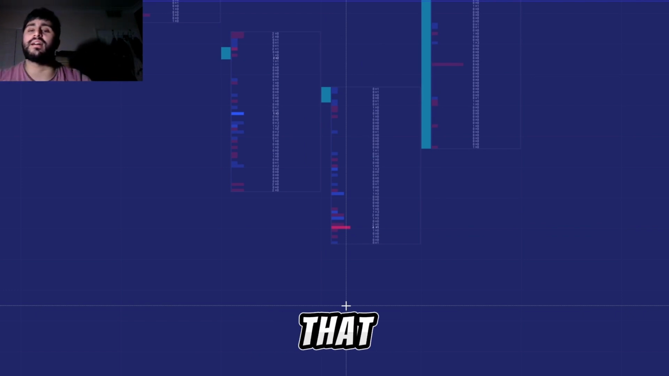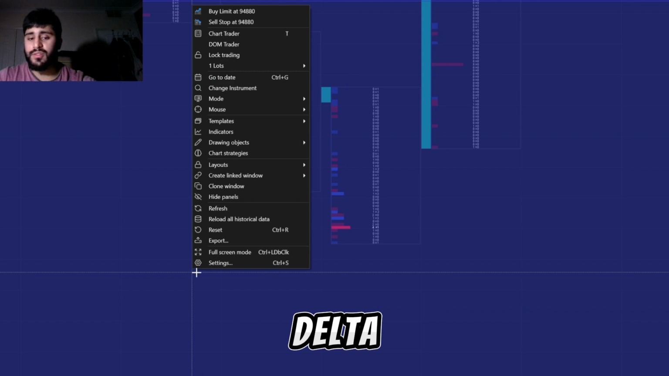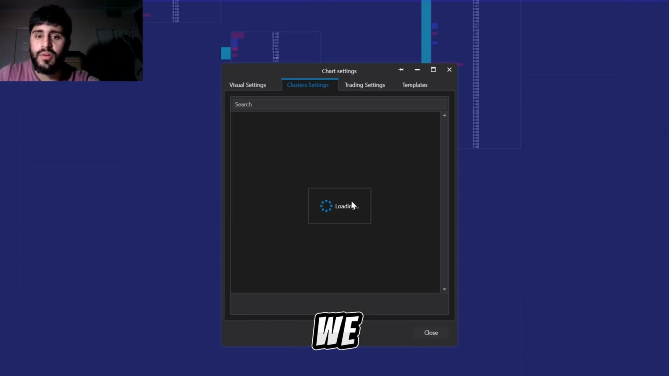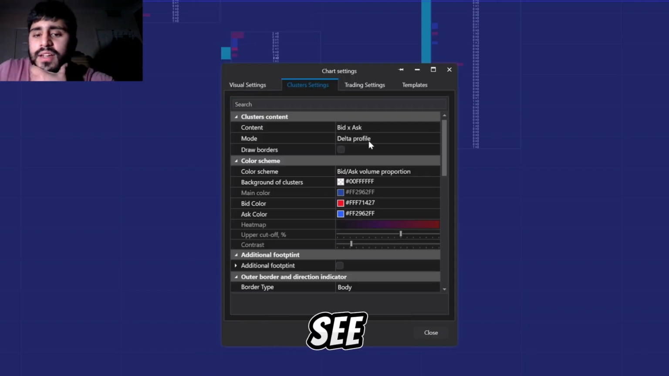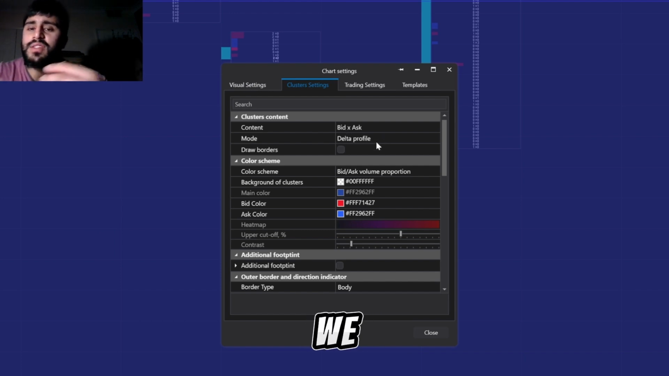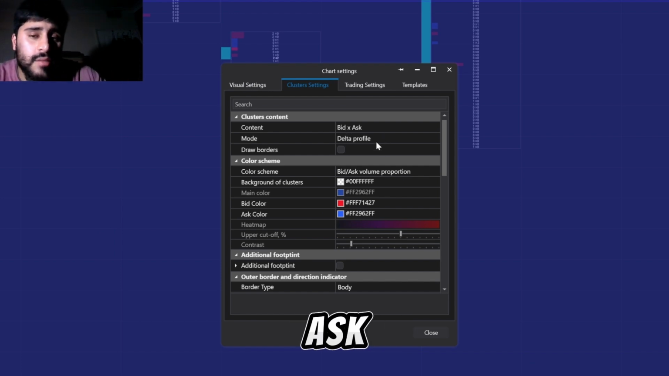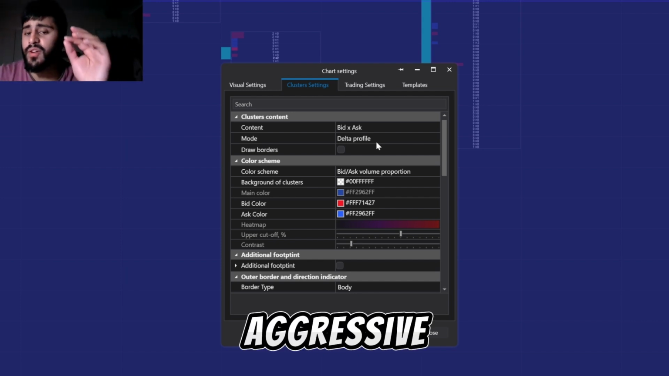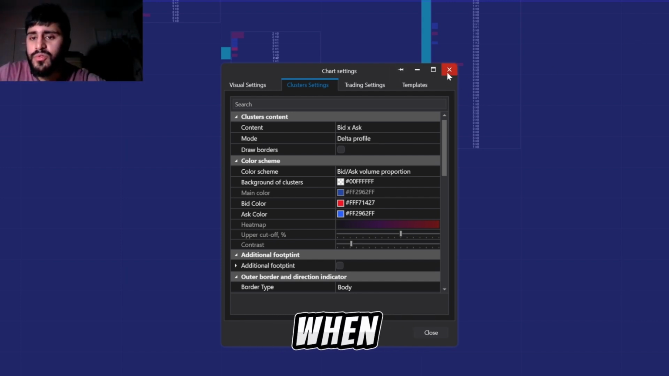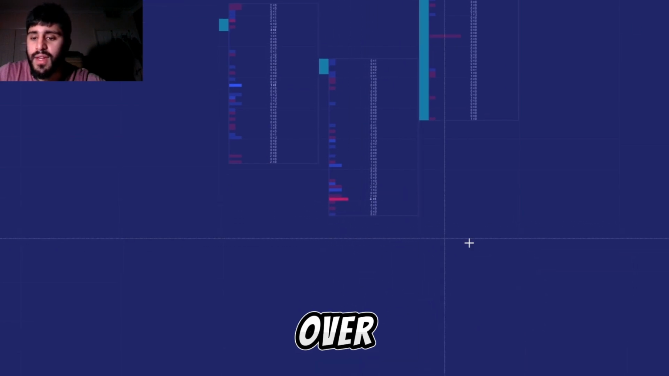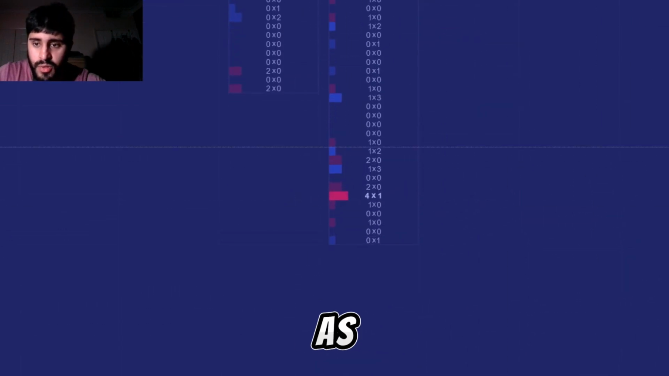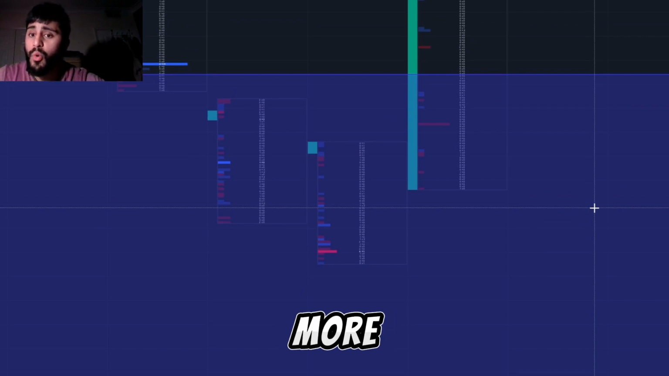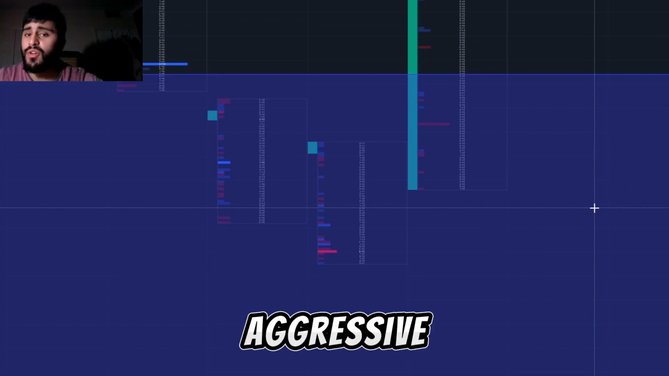The reason we see that is because it's representing the delta. If we quickly go to settings, then cluster settings, what you can see here is the delta. We see the bid and the ask, and we see the delta. The delta is the ask minus the bid, so it gives you the difference between the aggressive buyers and the aggressive sellers. When you see a very dark red over here, and some other red down here as well, it means there are more aggressive sellers than aggressive buyers.